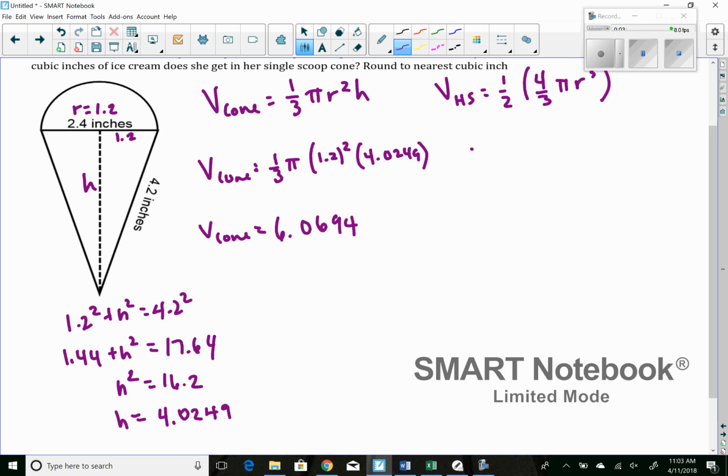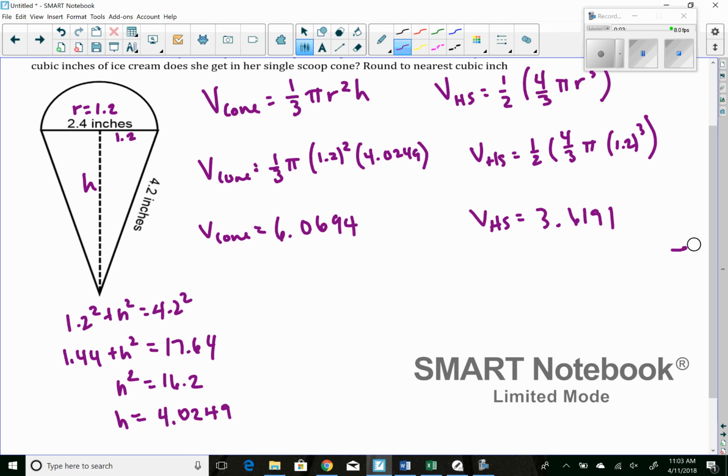For the volume of the hemisphere, I plug in just the radius, because that's the only thing I need to find the volume of a hemisphere, 1.2 cubed, and plug that into my calculator. I get 3.6191.